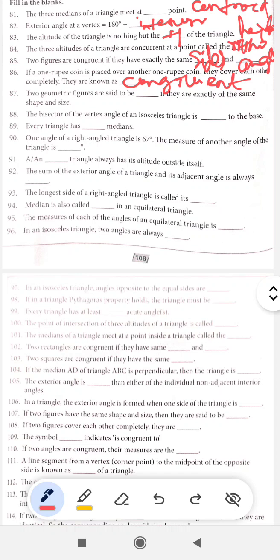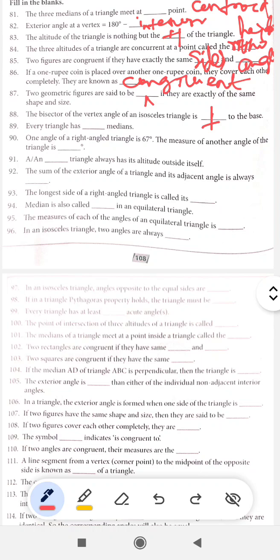Just listen to me properly so that you can write down, because there is not sufficient space to write all these answers. Question number 87: two geometric figures are said to be dash if they are exactly of the same shape and size. That is also the same answer, congruent. Question number 88: the bisector of the vertex angle of an isosceles triangle is dash to the base, that is perpendicular to the base, or that is called the altitude also.